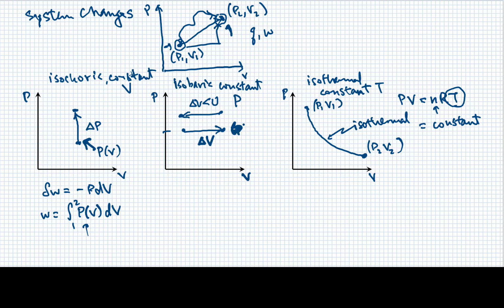Let's draw that P as a function of volume. Here, P as a function of volume. P as a function of volume is a constant over the volume in the isothermal case. It's a constant as a function of volume in the isobaric case.